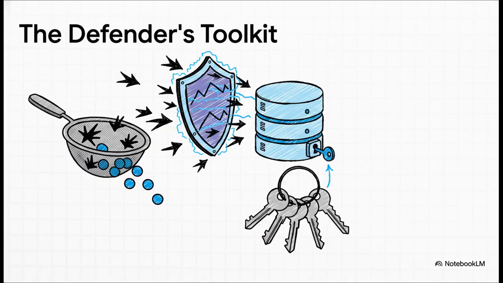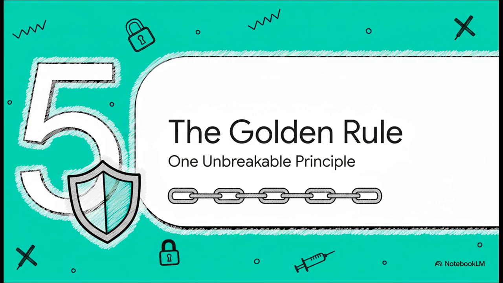On top of that number one solution, defenders have a whole toolkit. You've got to validate all input, which means you only allow exactly the characters you expect, nothing else. You can use a web application firewall, or WAF, to spot malicious requests before they even hit the application. And you apply the principle of least privilege, which is a fancy way of saying the app's database account should only have the absolute bare minimum permissions it needs to do its job and not an ounce more. All of these defenses, every single technique, they all point back to one fundamental, unbreakable rule.